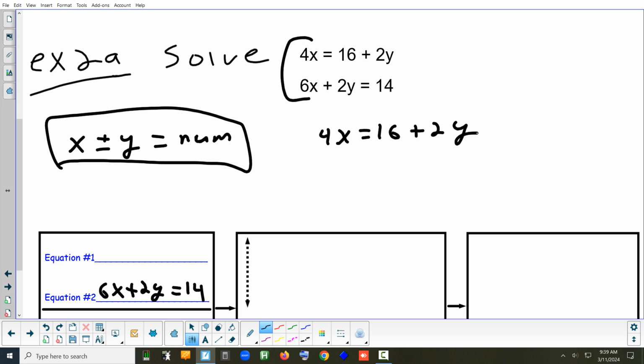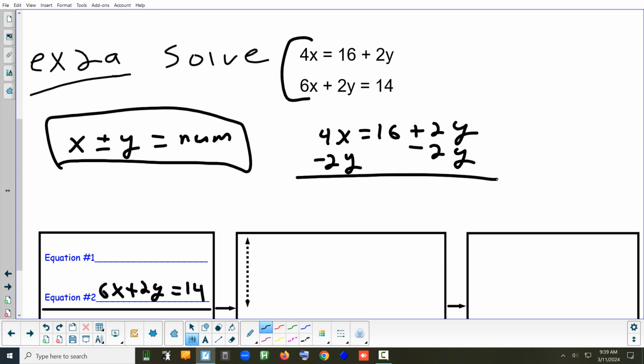Right, whatever the y term is needs to be on the left side, right after the x term. What's our y term in this case? Plus 2y. We don't want it on the same side with the number. We want to put it on the left. So how would you put the plus 2y on the left side? Subtract it on both sides. Yep.